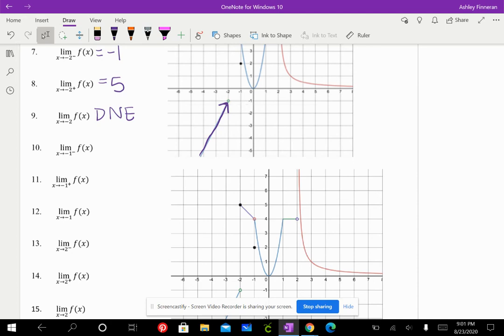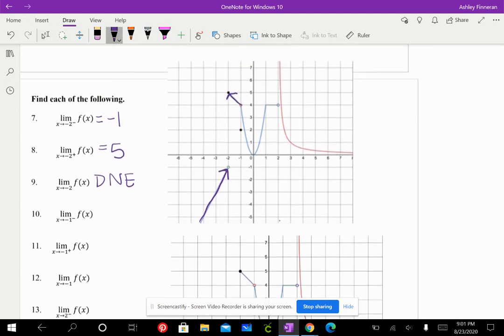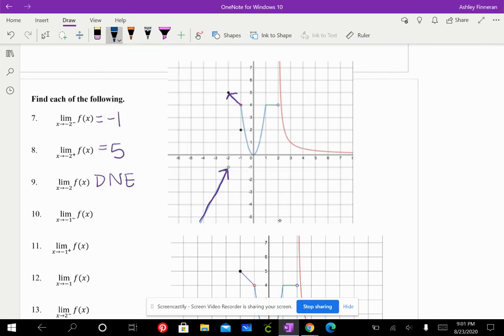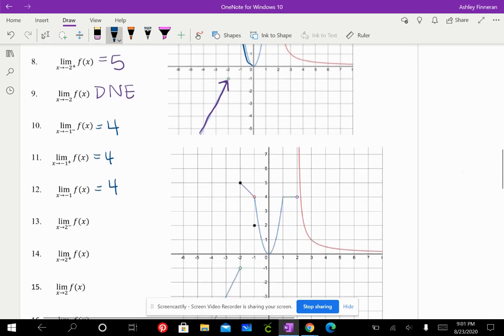And then we have the limit as x approaches -1. So -1 is right here. Now I kind of wrote on top of there, so I'm going to erase that. So the limit from the left of -1 would be right here. It's a y value of 4. The limit from the right of -1 is also 4. So coming from the right, I'm looking there. So even though there's a hole there, because the limits from the left and the right are the same, that tells us the limit as x approaches -1 is 4.